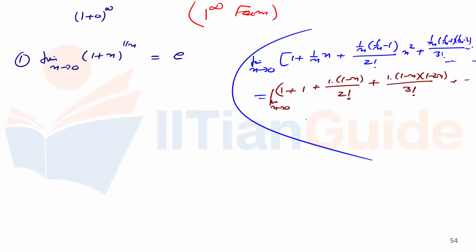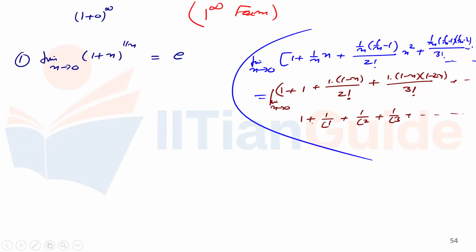If you put n to be 0, you are getting 1. The next one, you are getting 1 upon factorial 1. After that, you are getting 1 upon factorial 2. After that, you are getting 1 upon factorial 3 and so on. So basically, that is the e power x formula.